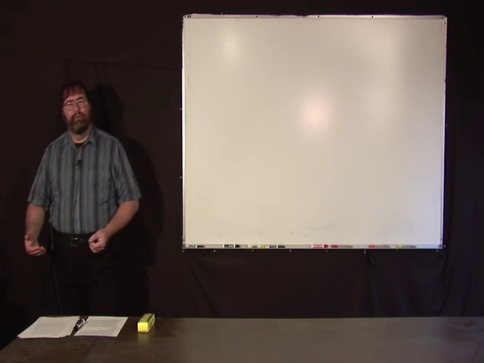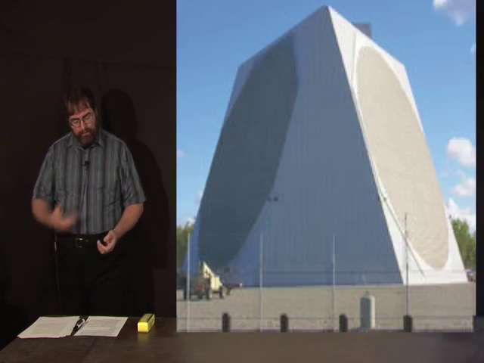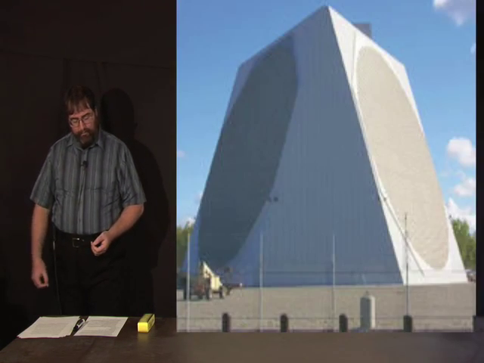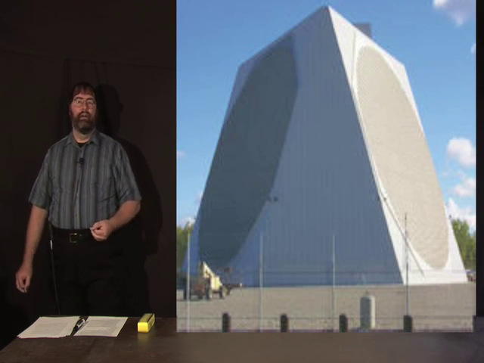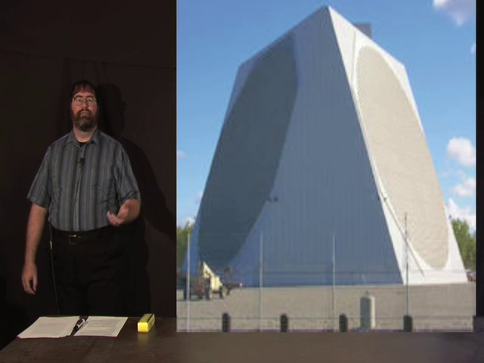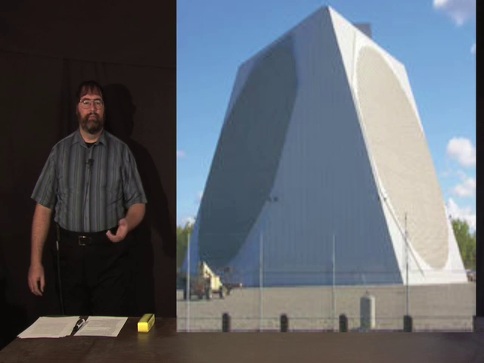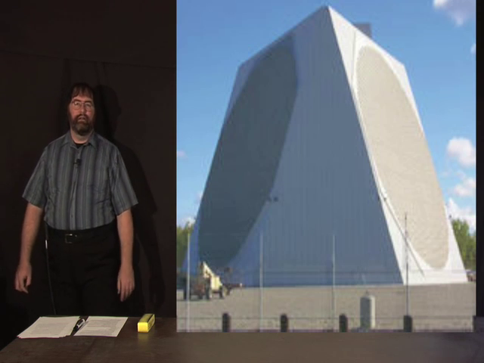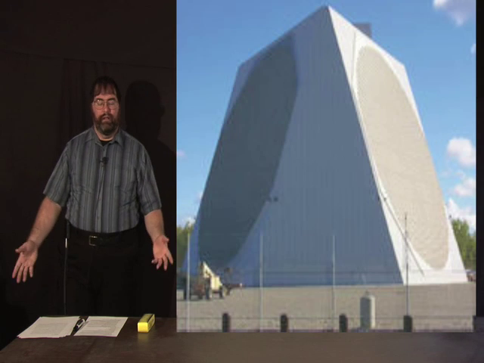Another example of an antenna array is phased array radar. Here's an example of something that's called PAVE PAWS radar. It's found in Alaska. Very big radar, lots of elements, thousands of elements. Can scan the sky electronically, quickly looking for things.